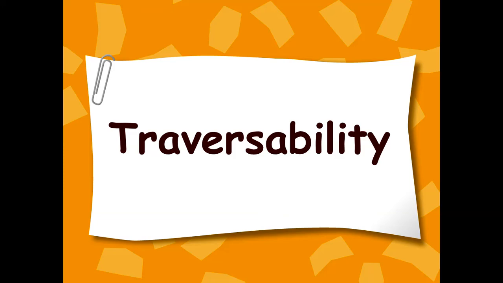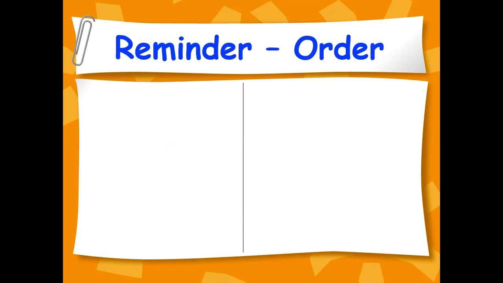The second method that we want to look into for this standard is looking at something called traversability. The word traverse means travelling, so this is all about travelling and moving around. So a little reminder first of all about the order.